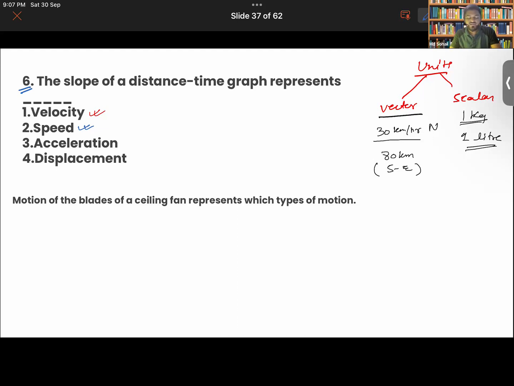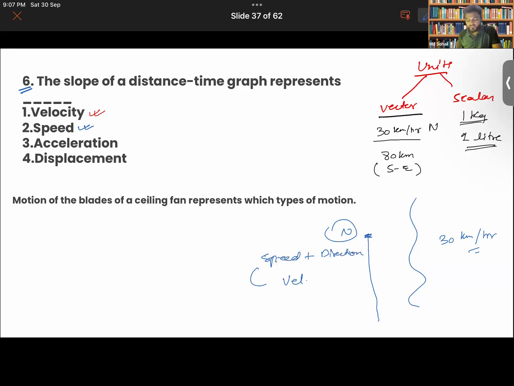I just said that if I am simply moving somewhere, I'm saying that I'm moving with a speed of, let's say, 30 kilometer per hour. But if I were to be very specific and say that I am moving towards the north direction with a speed of 30 kilometer per hour, then apart from just normal speed, I have also specified the direction in which I am moving. So then speed plus direction will be called velocity.